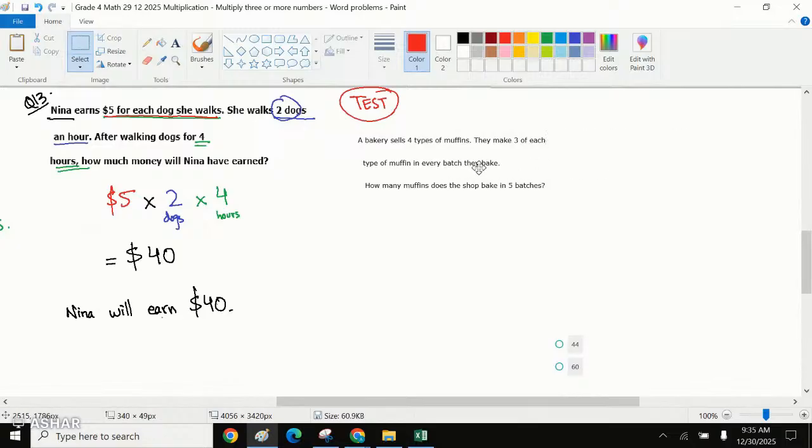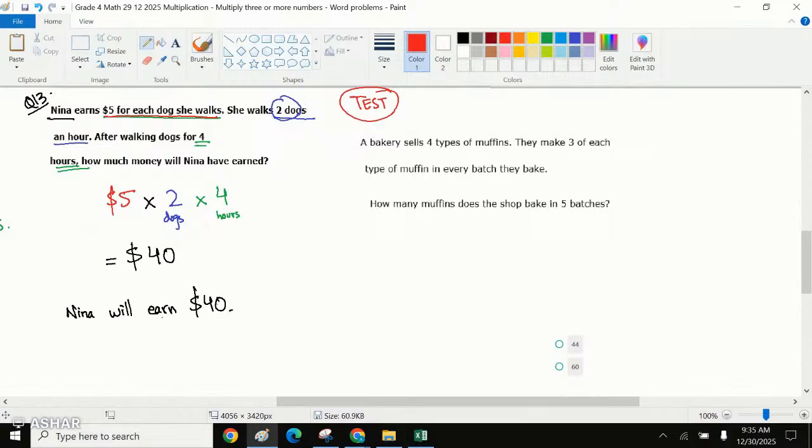Okay. The question says, a bakery sells 4 types of muffins. This is the first question from the test, and we would have the same question on our screens. A bakery sells 4 types of muffins. They make 3 of each type. That means there are 4 types of muffins, and they're making 3 pieces of each type in each batch they bake.